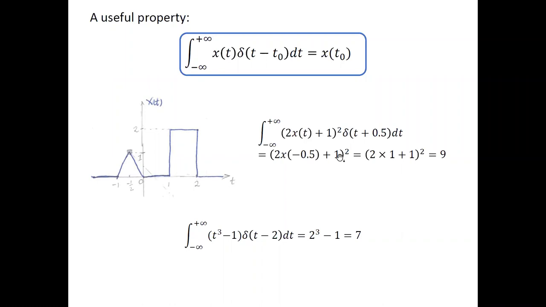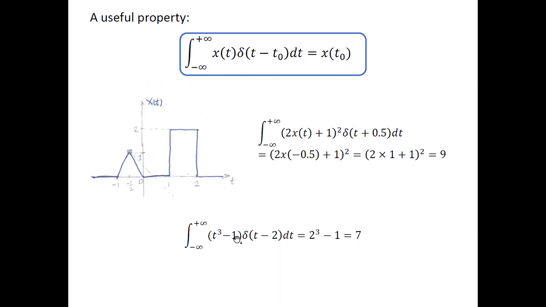And then we have the last two calculations which use this property. Let me put the property here in the blue box. So the first question is this. We notice that we have delta of t plus 0.5 here, but here it is t minus t zero. So we are actually replacing t zero with a negative number, minus 0.5. Applying this property, the result is just this part moved outside of the integral sign, but we replace t with t zero. Here t zero is minus 0.5, so it's x of minus 0.5. We read x of minus 0.5 from the figure, it equals 1. So 2 times 1 plus 1 squared equals 9.